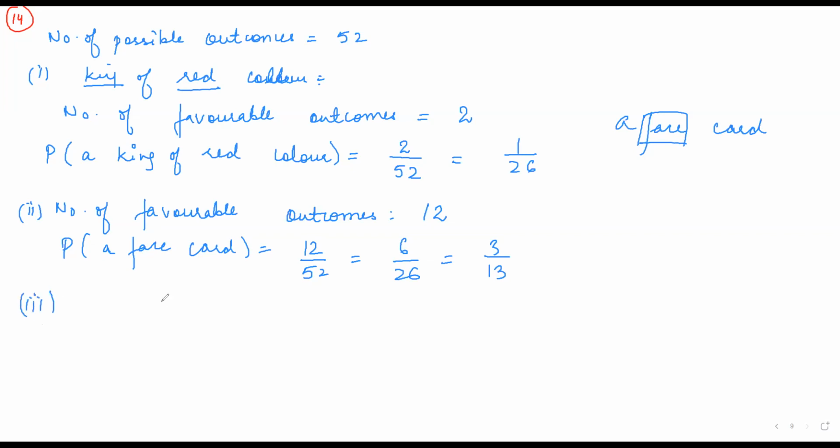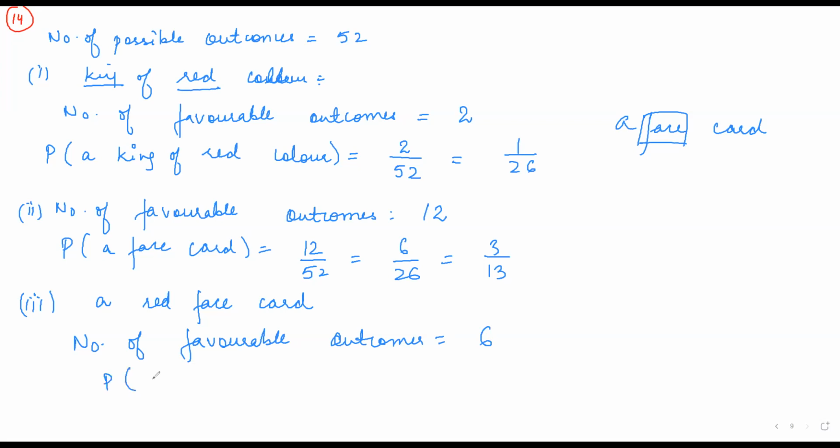Third, you have to find the probability of a red face card. Now it has to be a face card, but it has to be red. So how many favorable outcomes are there? Six, because face cards, that means three face cards of heart and three face cards of diamond. That means six. So probability of a red face card is equal to number of favorable outcomes, 6, over possible outcomes, 52. So you divide this by 2. So 3 by 26.